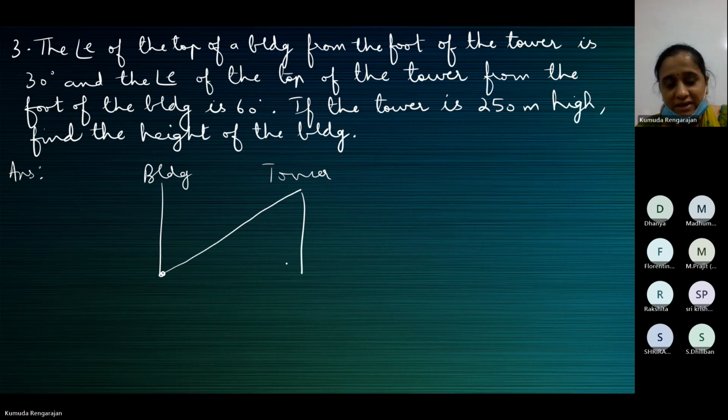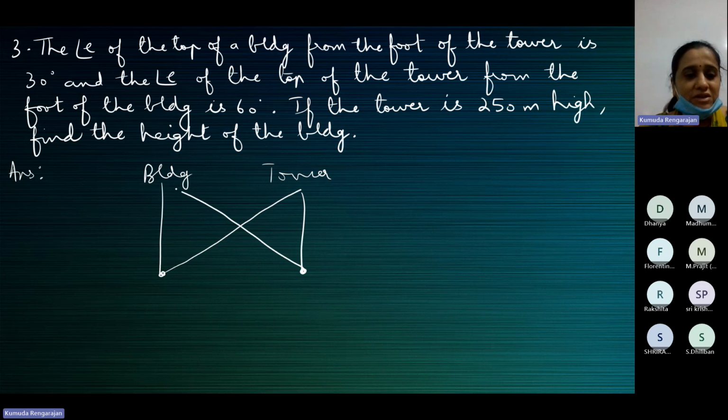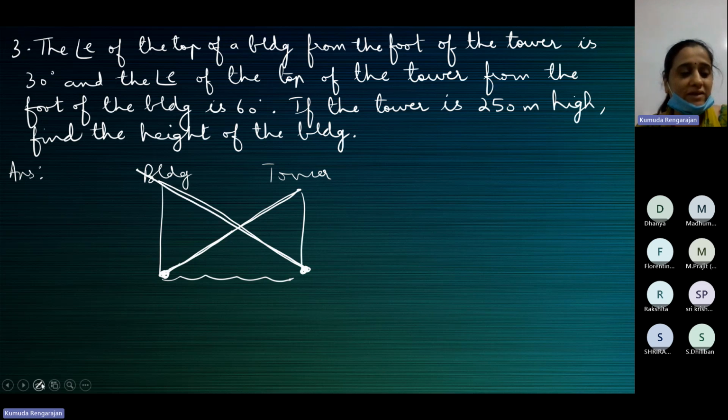And then he comes to the foot of the tower and measures the elevation of the top of the building, like a child's play. He's maybe a little boy. He looks at the top of the tower and somebody records the elevation for him. Then he comes running to the foot of the tower and looks at the top of the building and notes the elevation.